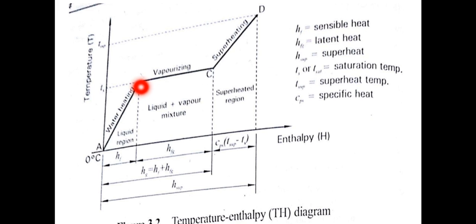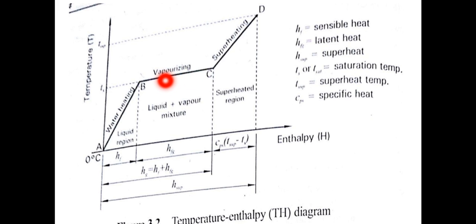On further heating, in between B and C, part of the water is converted into vapor, and here it is a mixture of water plus vapor. So it is a two phase mixture. And here the heat content is HFG. HFG means what? Latent heat in between B and C, and the volume of the water is here VFG.